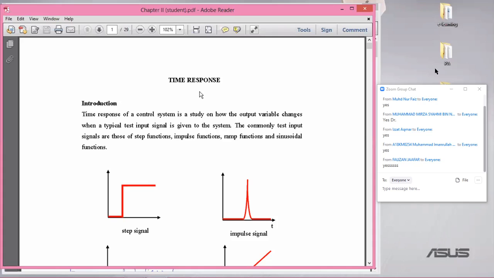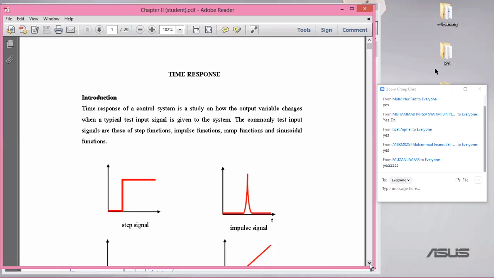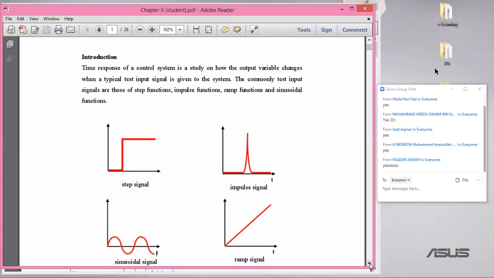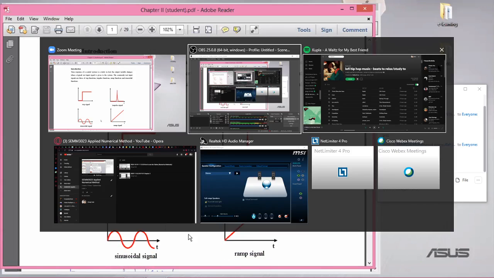In mathematics terms, we want to obtain the solution to the mathematical model, how the output responds to the input signal. Normally in control engineering, we call that time response. So time response of a control system is a study on how the output variable changes with a typical input signal. When the system is subjected to some form of input signal, we want to know how the output is going to behave.